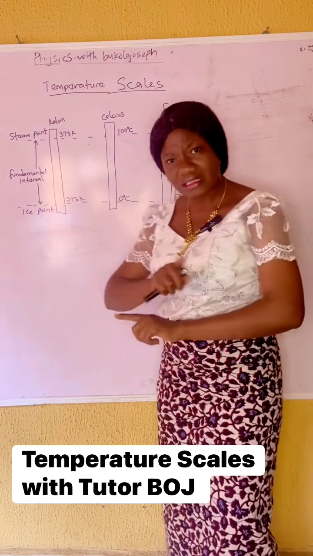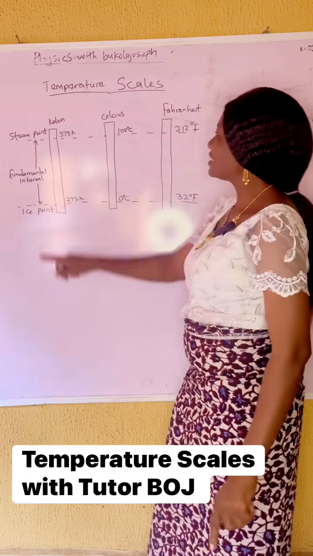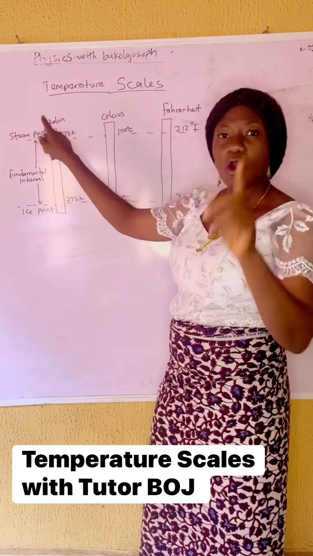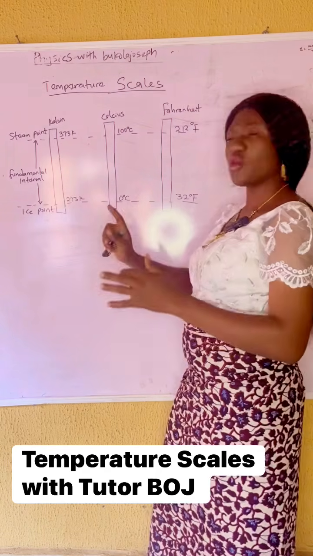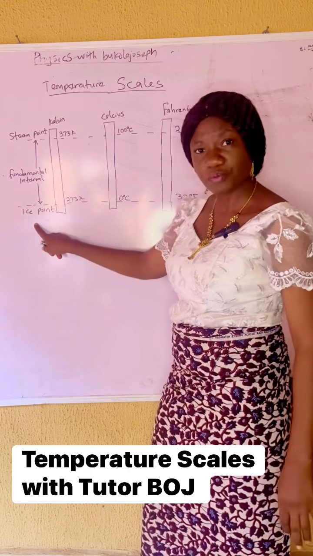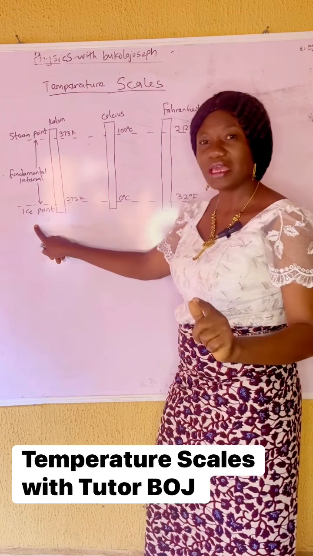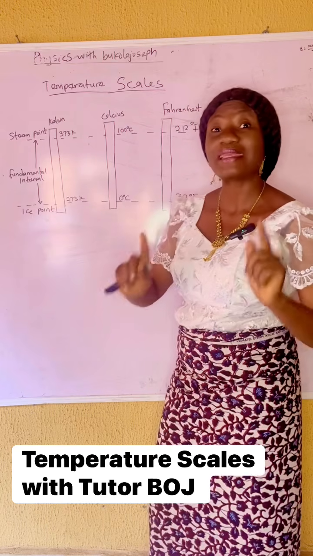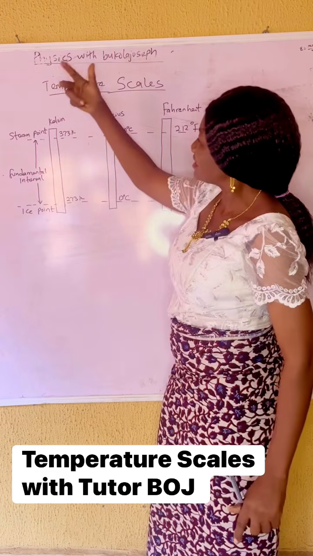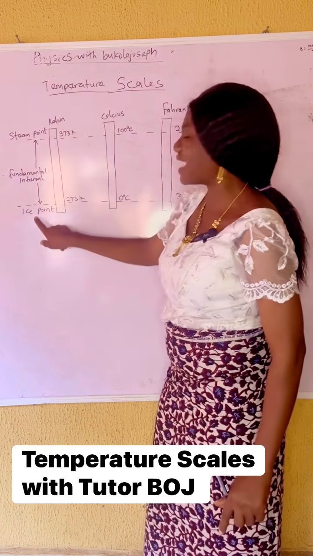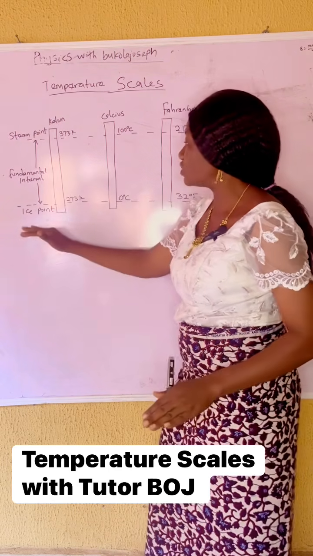Now, for whatever scale that will be used to measure the temperature, they all have what we call the upper fixed point. The upper fixed point is also known as steam point. They also have what we call the lower fixed point. The lower fixed point is also called the ice point. They also have what we call the fundamental interval. The fundamental interval is the difference between the steam point and the ice point. Simply put, the difference between the upper fixed point and the lower fixed point.